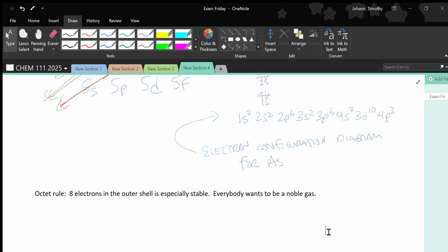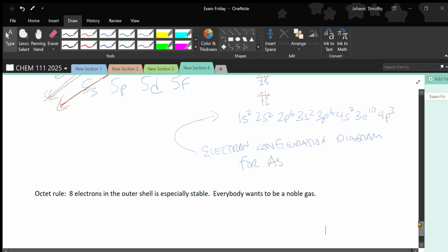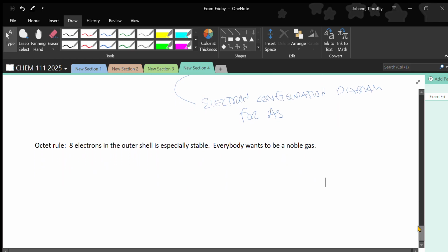They don't really interact. They call them noble, they're snooty. They don't want to interact with anybody else. It's because they have plenty of electrons and they're happy. They don't need to share electrons to fix things. And we'll find out later that sharing electrons is how atoms get 8 electrons in their outer shell.